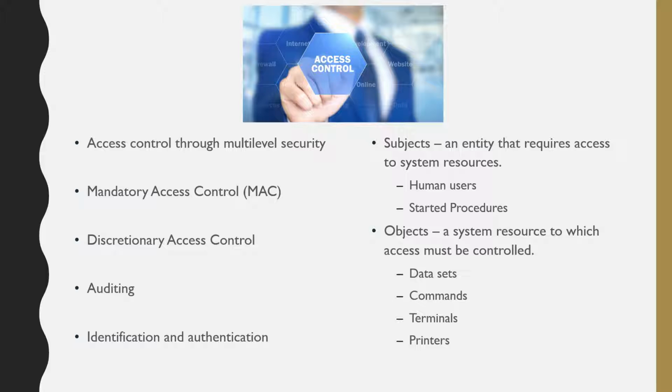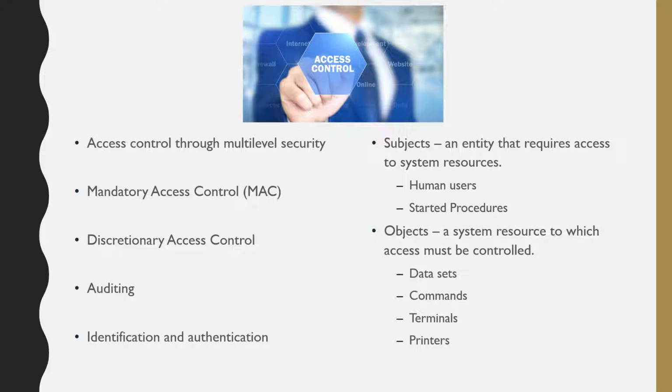Mandatory access control is a system-enforced method of restricting access to objects based on the sensitivity of the object and the clearance of the user. By contrast, discretionary access control is enforced by individual file owners rather than by the system. Discretionary access control is implemented using access control lists.